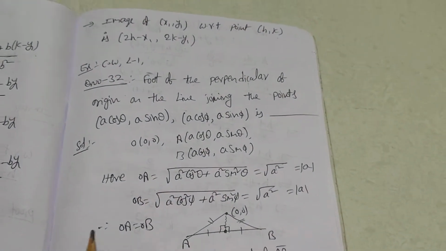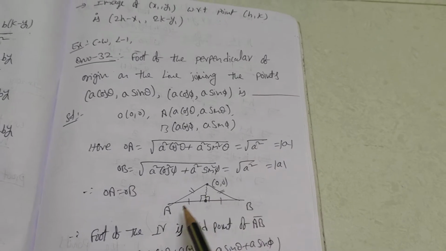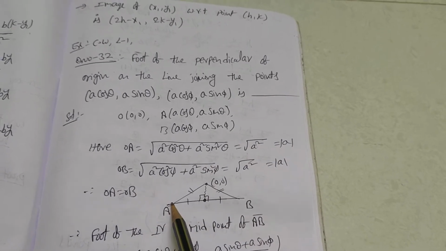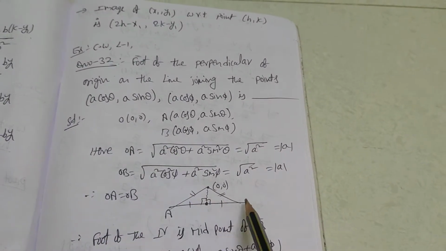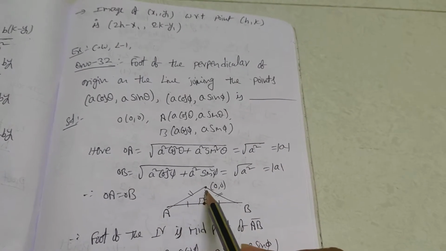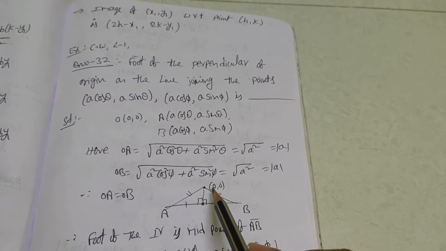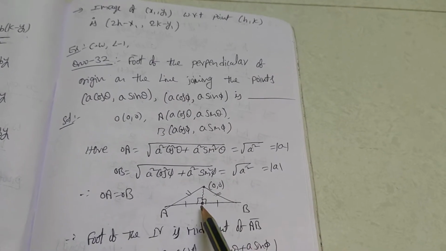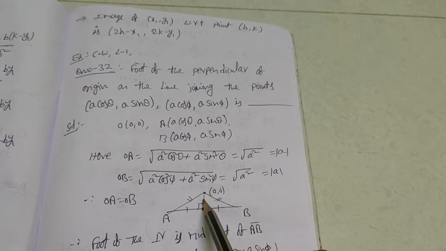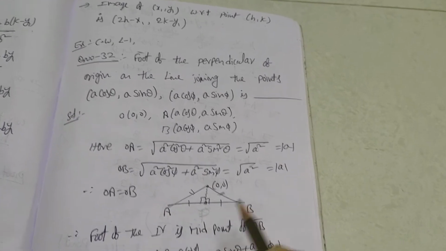Okay, so now I am saying one thing. Let us consider the given points by taking this rough sketch. This is the point A, that means a cos theta, a sin theta. This is B, that means a cos phi, a sin phi. So we have to find out the foot of the perpendicular from origin to this line. So let us consider the foot of the perpendicular. We have to drop it like this. We need to find this point, some P.